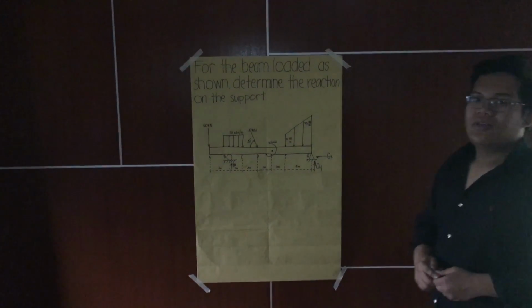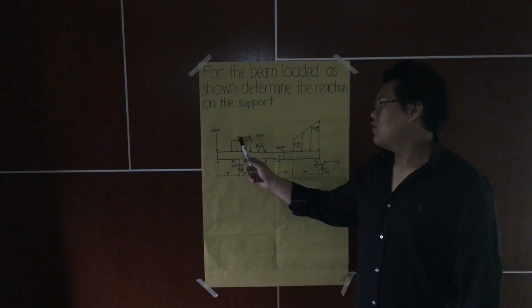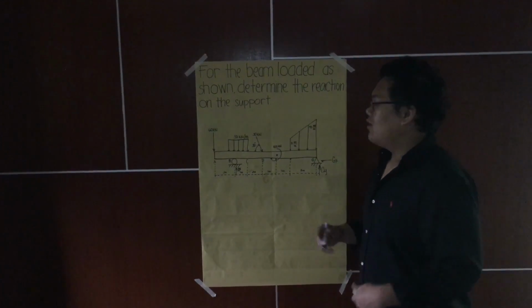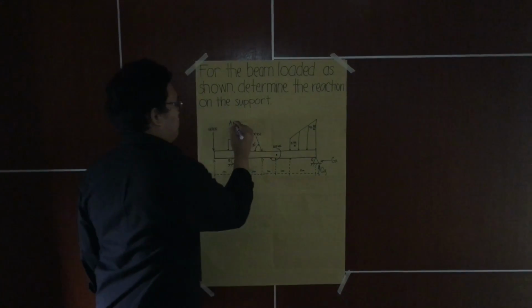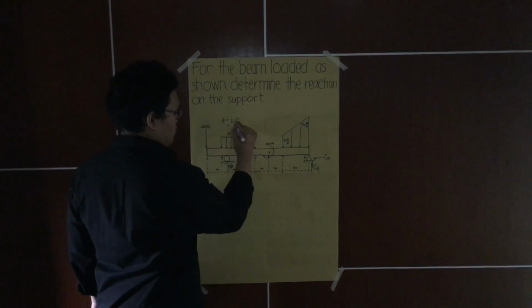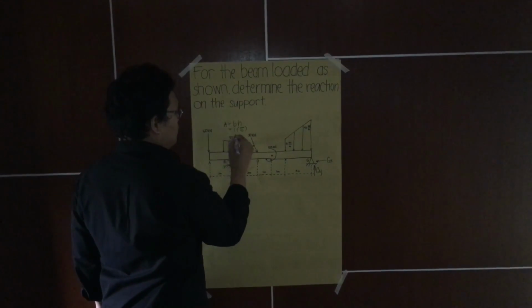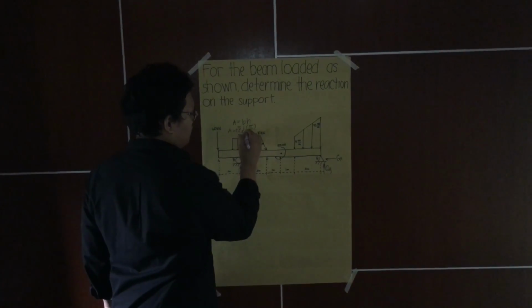The first thing that we need to do is determine the force acting on this shape. We know that the area of a rectangle is base times height, which is 1 times 55. So our area is 55 kilonewtons.